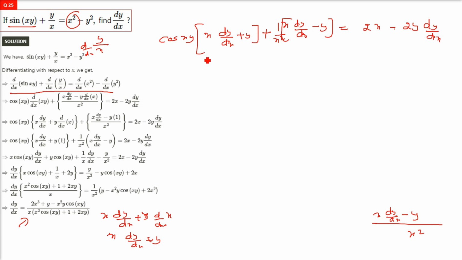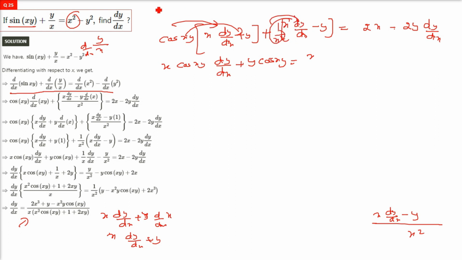Okay. Now let us multiply properly. On the left hand side there is multiplication, and then we'll take dy by dx on one side, others on the right hand side. I'll try to do it in short steps. The result is already shown to you so that you can see the arrangement. x cos xy dy by dx plus y cos xy, and now this is x.